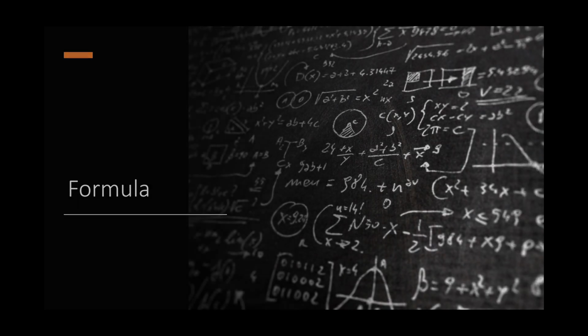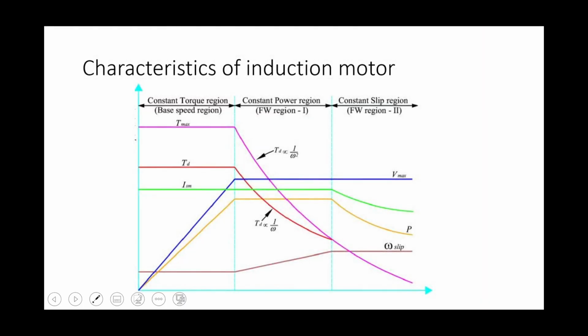So this is the characteristic of the induction machine when we control it from the drive. This is the constant torque region, this is the constant power region, and this is the constant slip region. In this area, torque is proportional to 1 by omega square. In this area, torque is proportional to 1 by omega. What we see different here is that the current is always constant, and it will vary only in the constant slip region. But this is really not used in the industrial segment. We normally operate either in the constant torque or the constant power region.